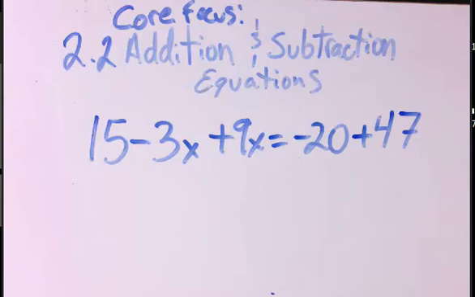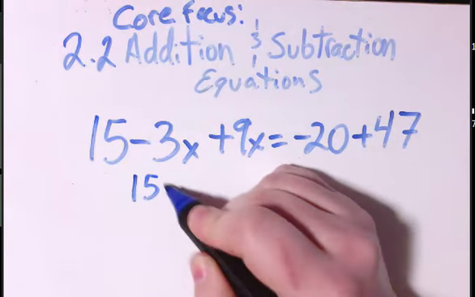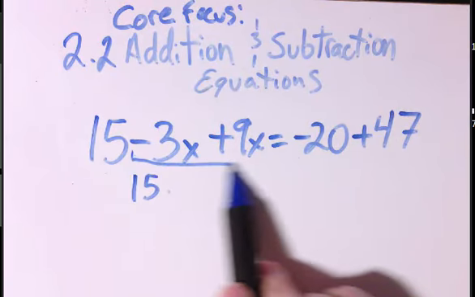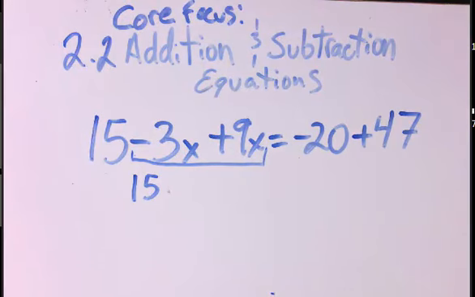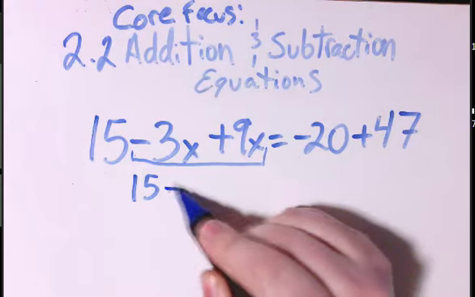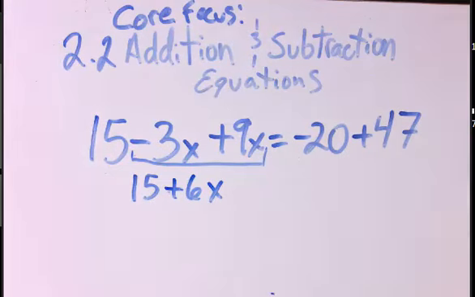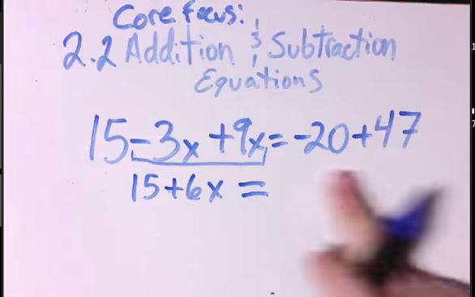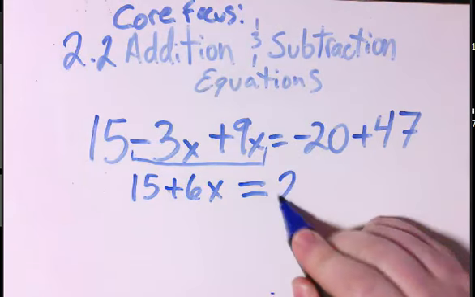Alright, so for our next example, we have 15 minus 3x plus 9x is equal to negative 20 plus 47. Right away, if I want to combine like terms, I can leave this as 15, and then you have negative 3x plus 9x. You can think of that as 9x minus 3x, so that's going to give us a positive 6x. And then we can rewrite this as 47 minus 20, so that is going to give us 27.